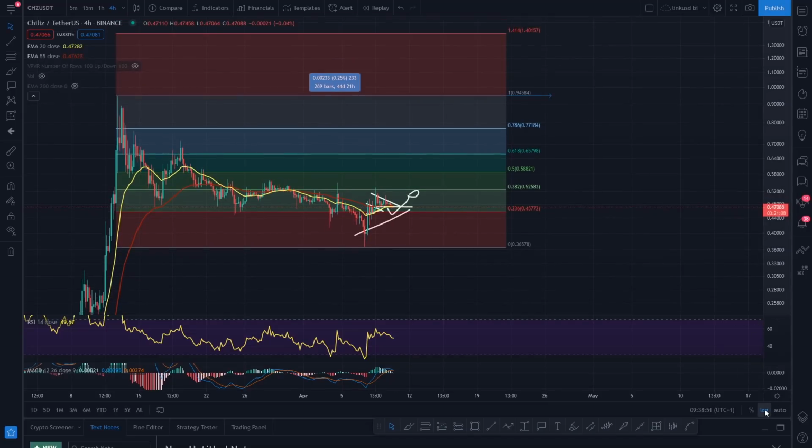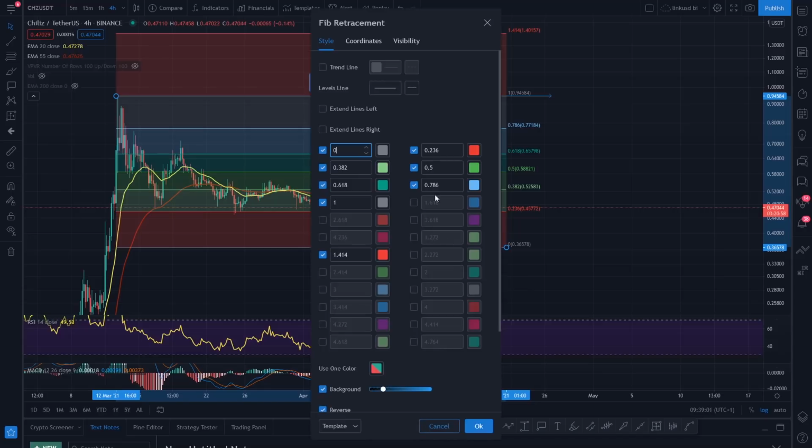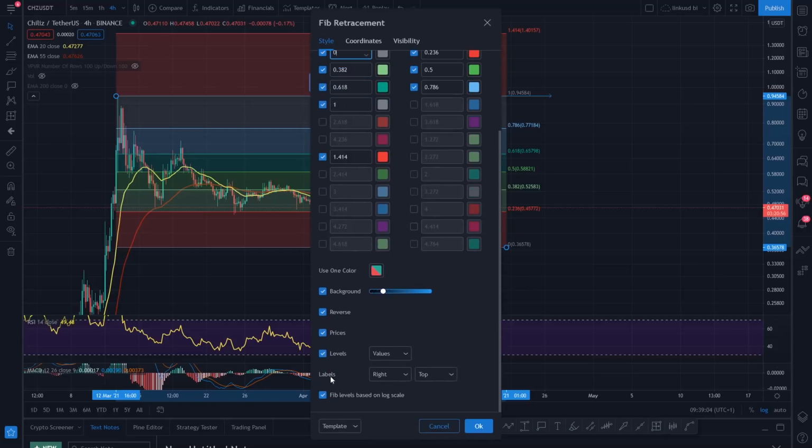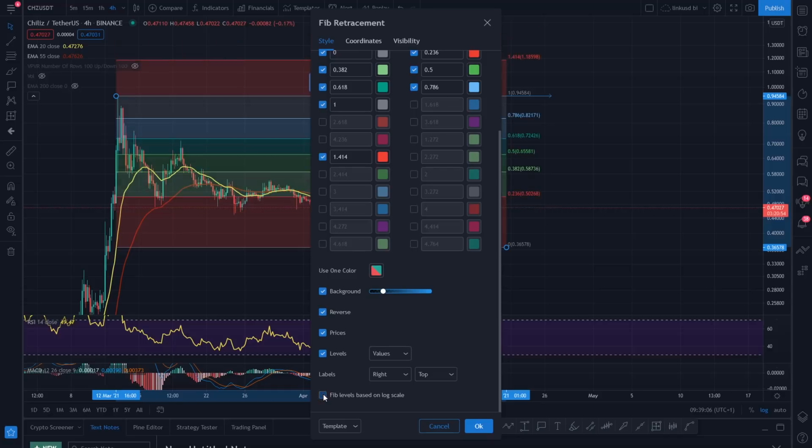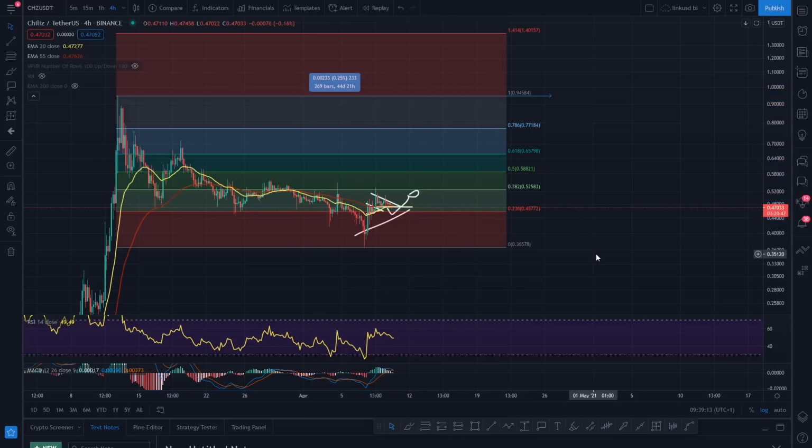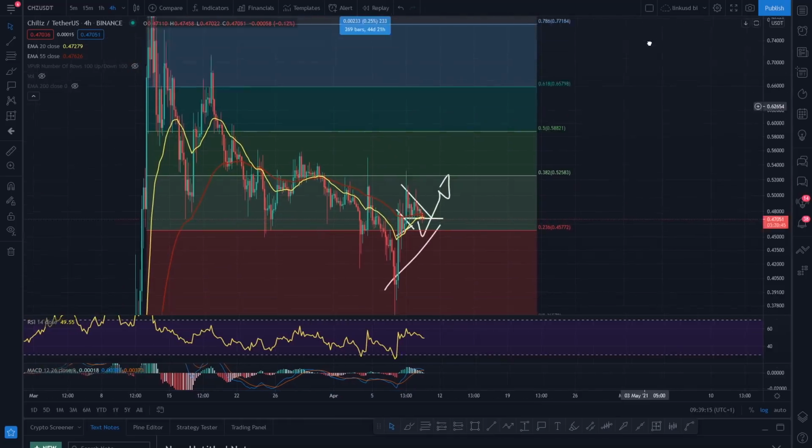You make sure you're on log scale on the chart down the bottom left, and then when you click on your fib like that, you'll get a little toolbar come up. Click the cog like that, and you get a little menu come up. Go down to the bottom and make sure that fib levels based on log scale, because look what it does, it skews it. So make sure your fib levels based on log scale, then click OK and save it. So that's it. That's how you set your fib up.